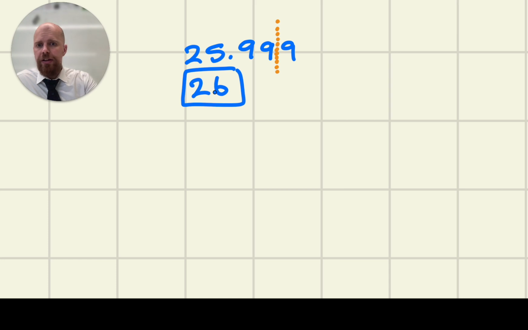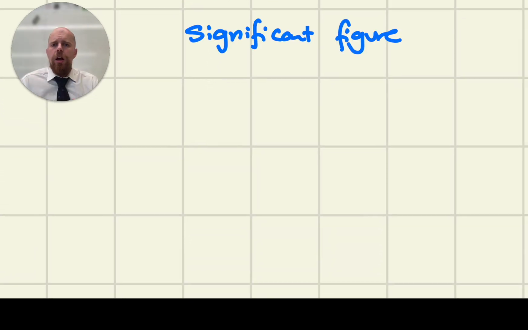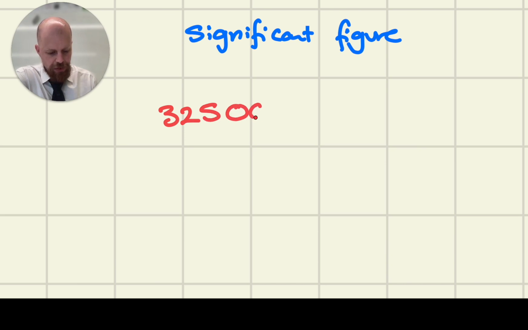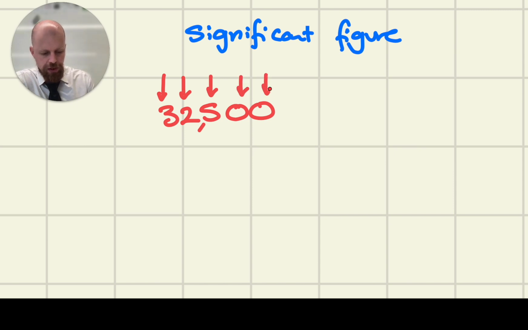Now let's look at rounding to significant figures. A significant figure is any figure that you start counting once you reach the first non-zero digit. So if we take the number 32,500, there are 5 significant figures. It's the first, second, third, fourth, and fifth. Don't forget, we start counting from the left, so we start from the 3 going in.